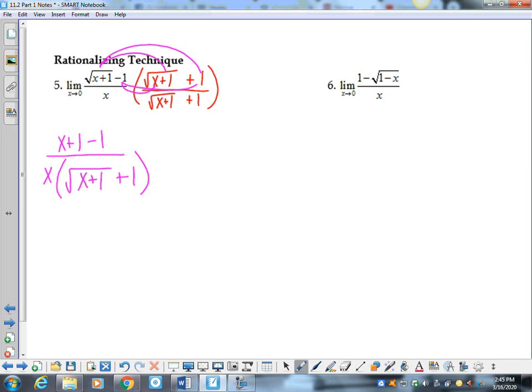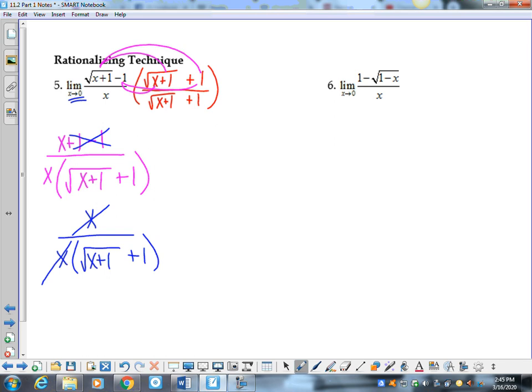because look a couple steps down the road. What's going to happen to the top? Well, the ones are going to cancel, and I'm going to have this single x sitting on top. And now I have the single x on the denominator, so then they are going to be able to cancel. And then I'll be able to reset my limit. So the positive 1 and the negative 1 cancel each other out. So I have now a single x and then a single x times the square root of x plus 1 plus 1. So these can now cancel. Guys, that's that whole at 0. So now I'm going to reset my limit.